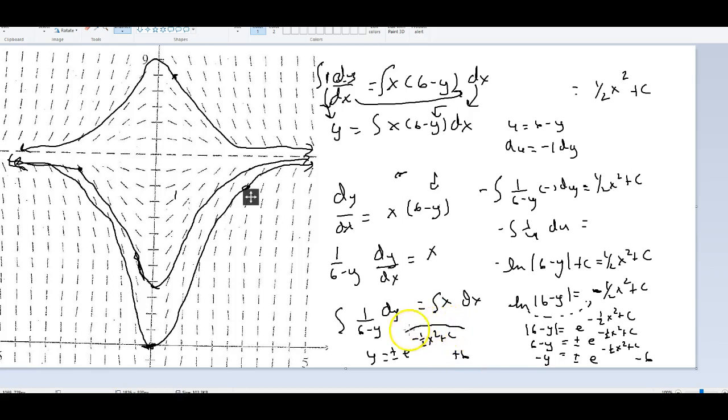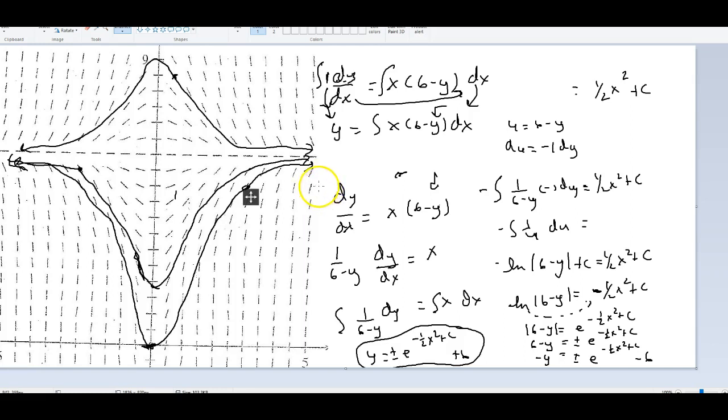And so here is my general form of the equation. This is what models everything on this side of the graph over here. Okay, so all these weird graphs I'm drawing, this is it.